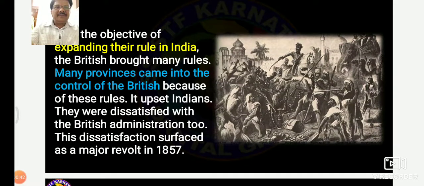The objectives of expanding their rule in India. The British brought many rules and regulations. Many provinces came into the control of the British because the British implemented a variety of policies. And also, for the first time, the Indians were very dissatisfied with the British administration. This dissatisfaction surfaced as a major revolt or Mutiny 1857.